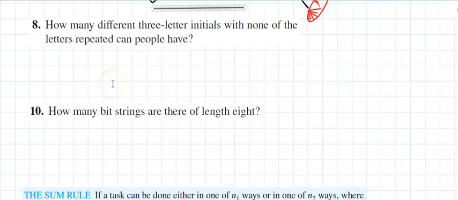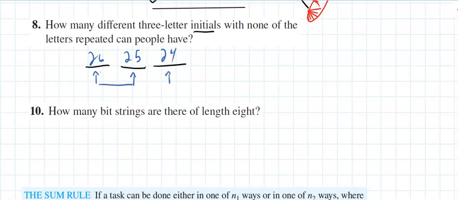How many different 3-letter initials, 1, 2, 3, with none of the letters repeating, can people have? If I want to do initials, well, there are 26 letters. If you can't repeat, once I choose 1, now I must choose the other. There are 25 of those. And for the third, since I chose those 2, now there are 24 left. And that would be how many different initials now?